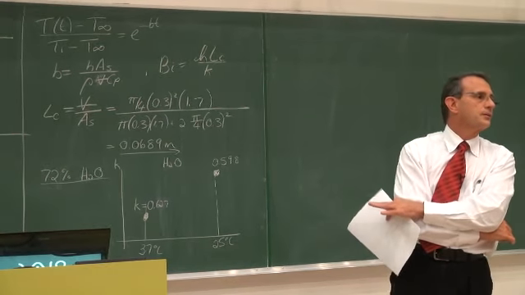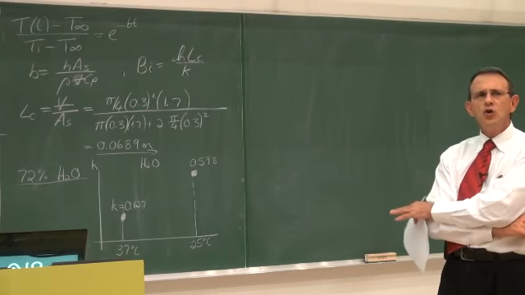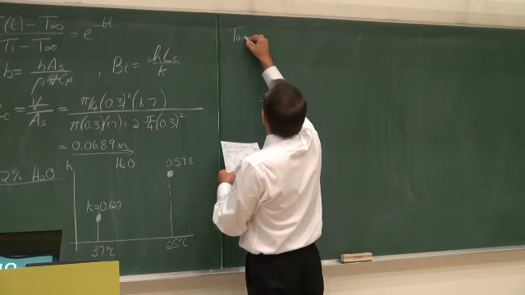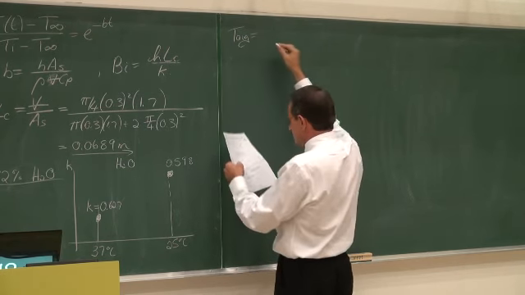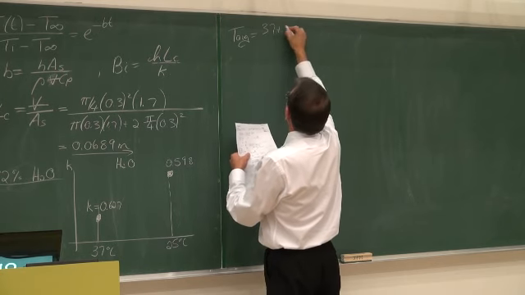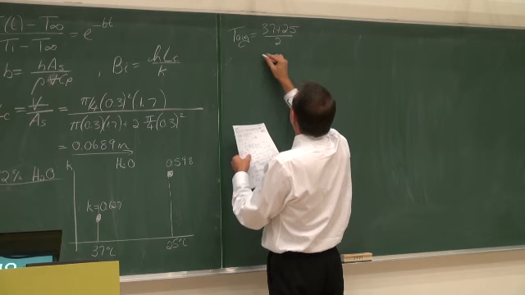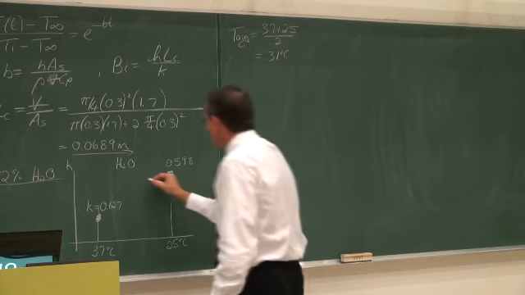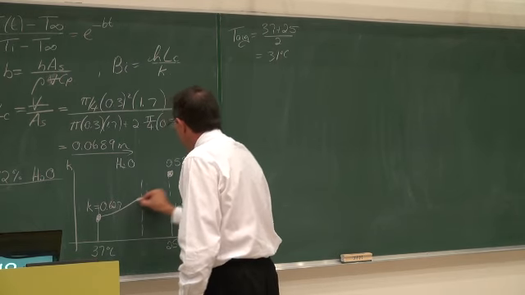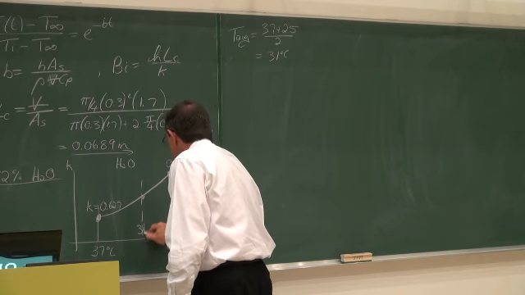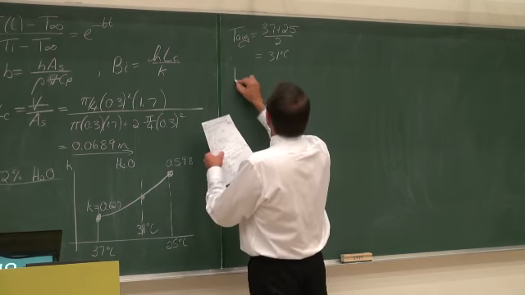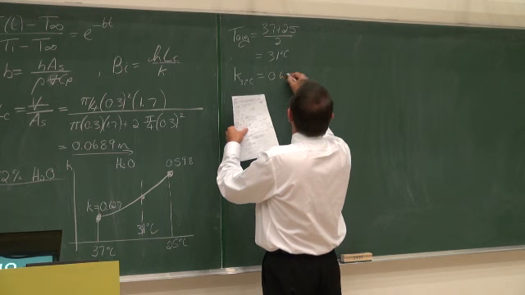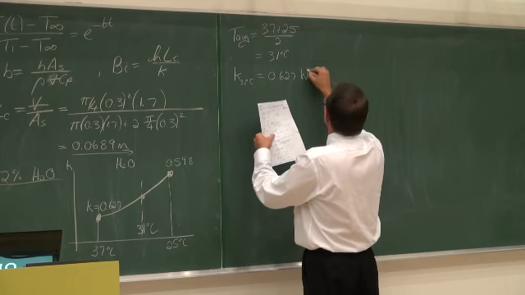Which one are we going to use? What we normally do is we use the average. So we're going to say the average temperature of the body is going to be 37 plus 25 divided by 2, which is equal to 31 degrees Celsius. So we would like to know what is the thermal conductivity at 31 degrees Celsius.